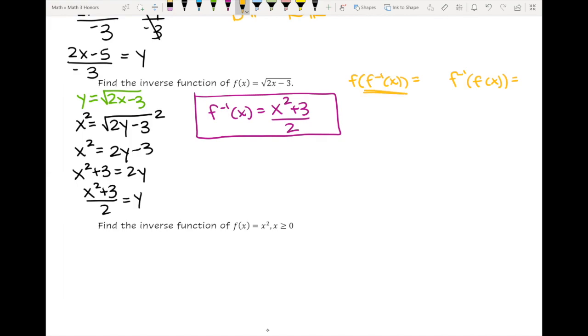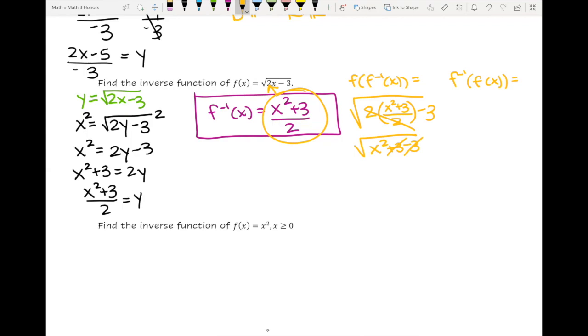So I'm going to take the inverse function and substitute it into the f function. Here's my inverse function. It gets subbed into the f function. So a square root of 2 times, instead of x, I have the inverse function, minus 3. And our inverse function is x squared plus 3 all over 2. Okay, so we have 2 divided by 2. Those are gone. We have square root of x squared plus 3 minus 3.